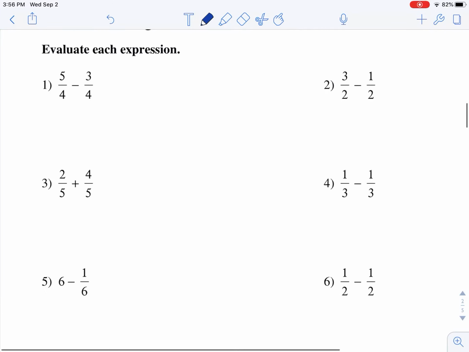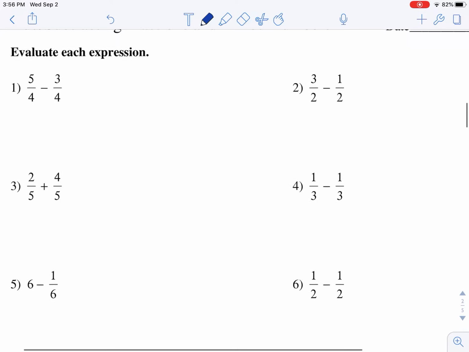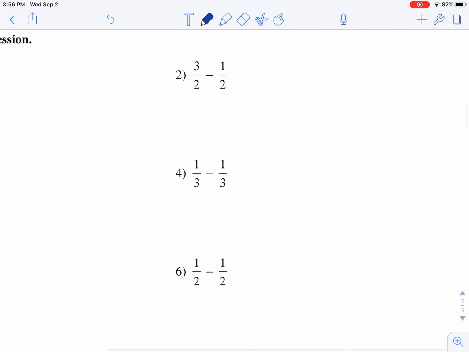The first 4, well, and number 6 are the same denominators. Those should be pretty easy. So I'm just going to go ahead and go right through. 3 halves minus 1 half. Well, the halves go together, so all you have to look at is 3 minus 1. What's 3 minus 1? 2. So 3 halves minus 1 half is 2 halves. Can you reduce 2 halves? Yeah, you can divide them both by 2. You get 1 over 1, and then the answer is just 1.